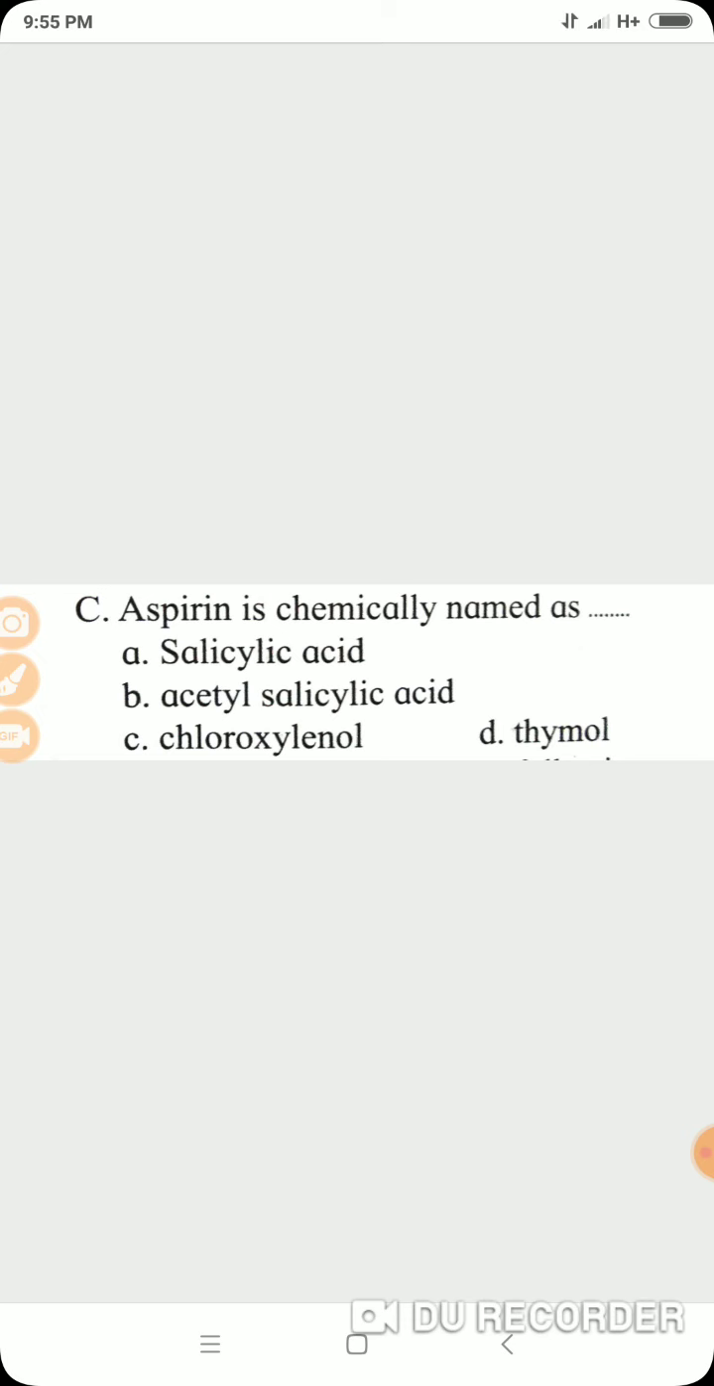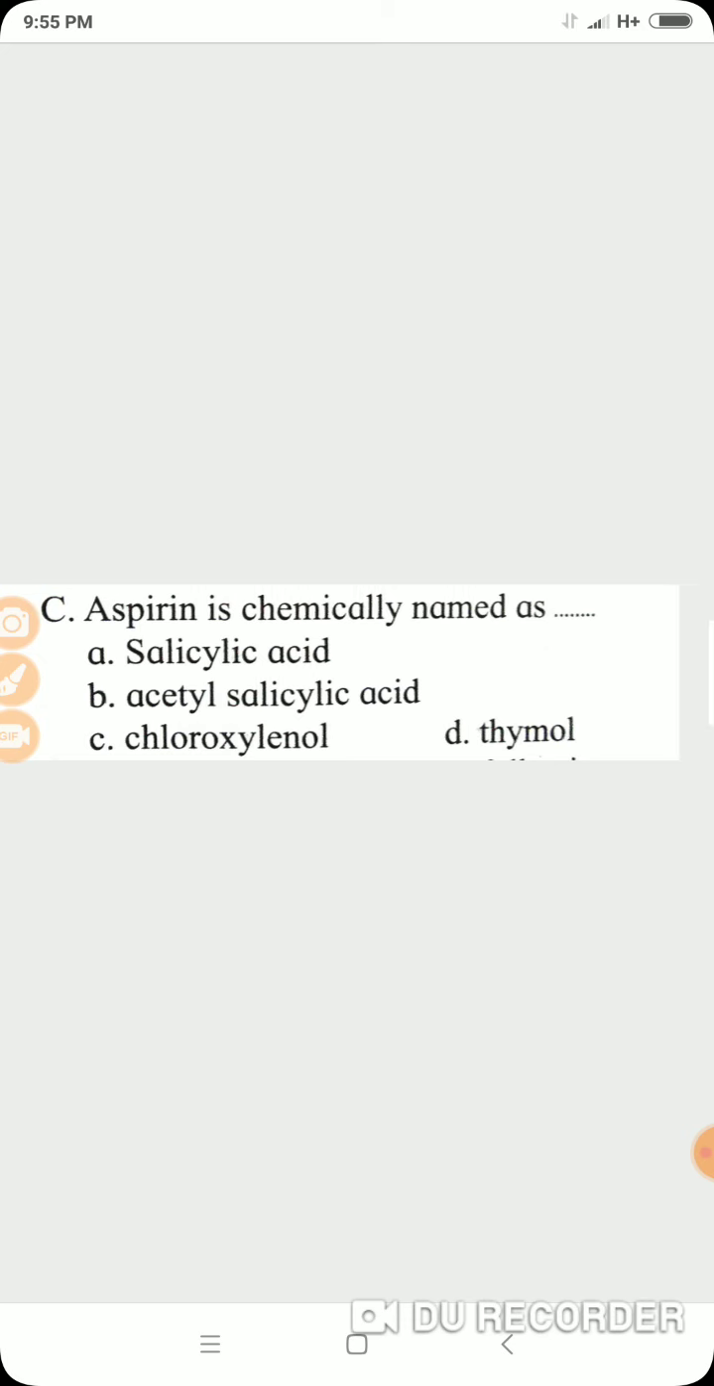Now the next question, an MCQ from the exercise. Aspirin is chemically named as? We know that aspirin is the acetyl derivative of salicylic acid, so the answer is option B, acetylsalicylic acid.